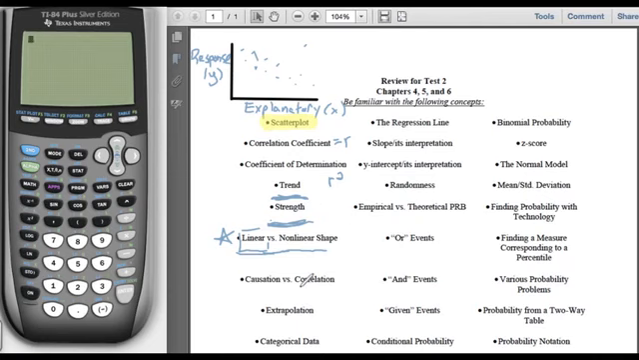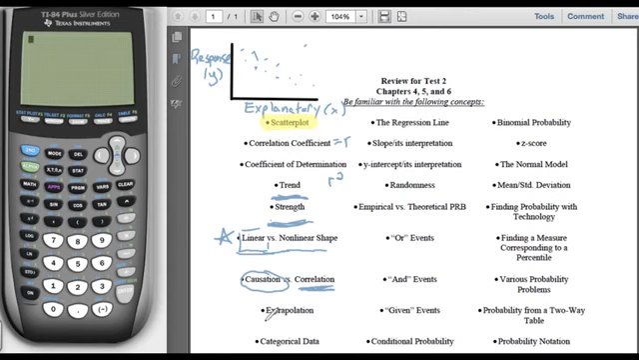Recall that scatter plots show correlation, that there's a relationship between these two variables, a strong relationship, a moderate relationship, or a weak relationship. But we can't say there's a causation going on, that this x variable is causing a change in the y variable.